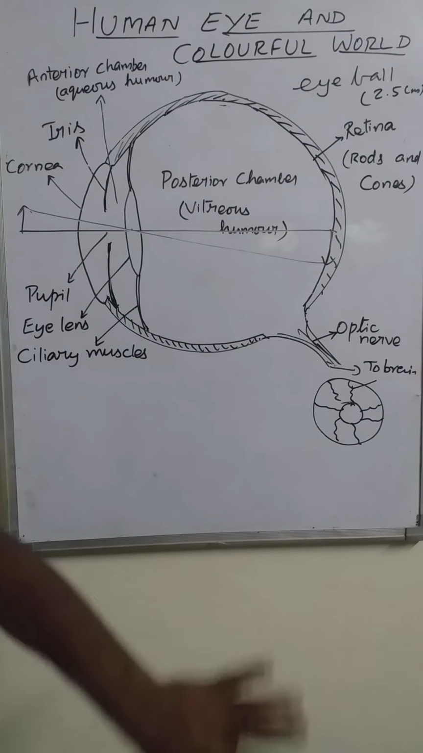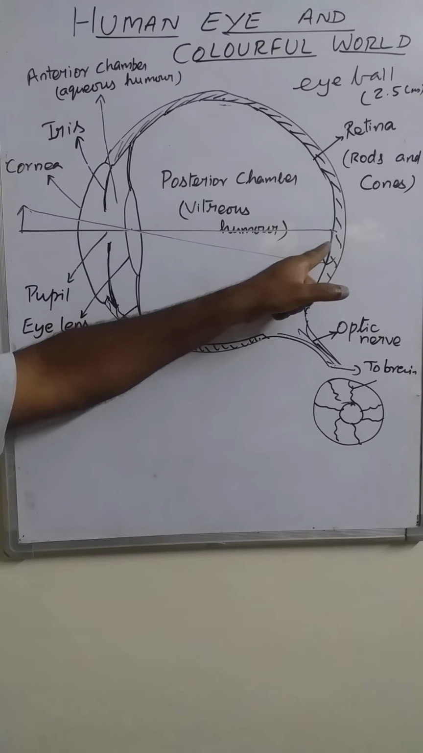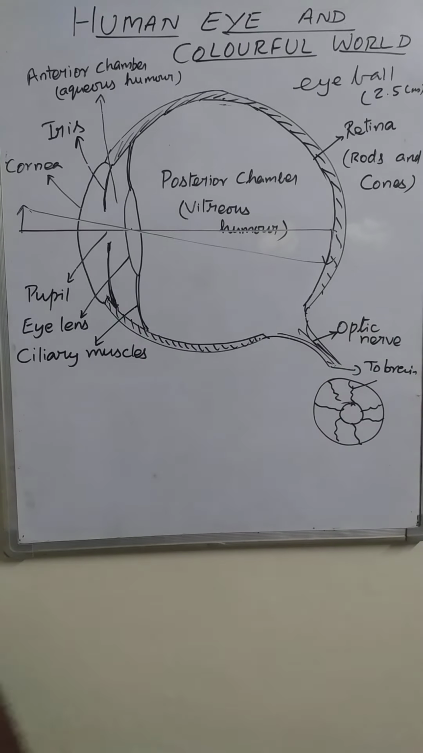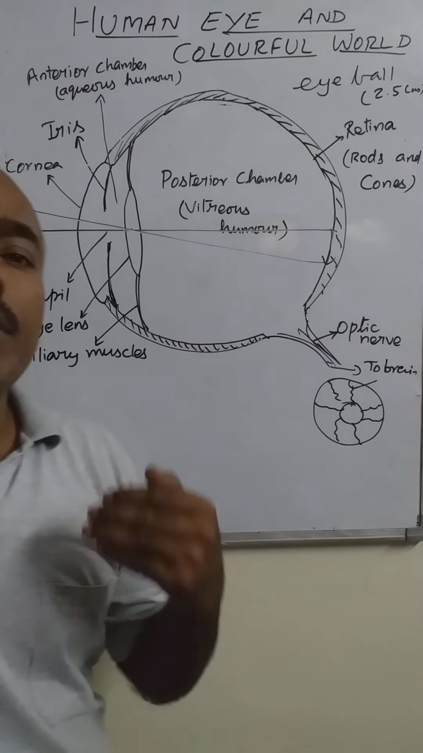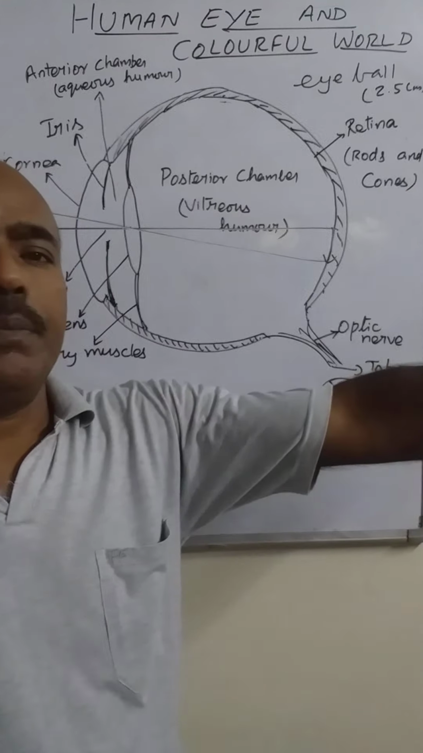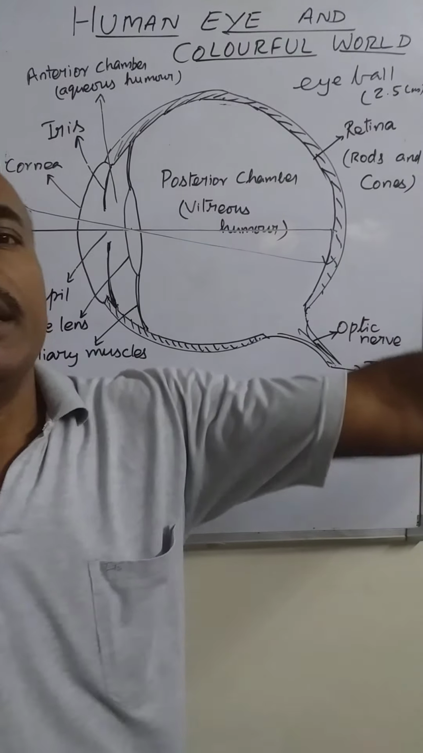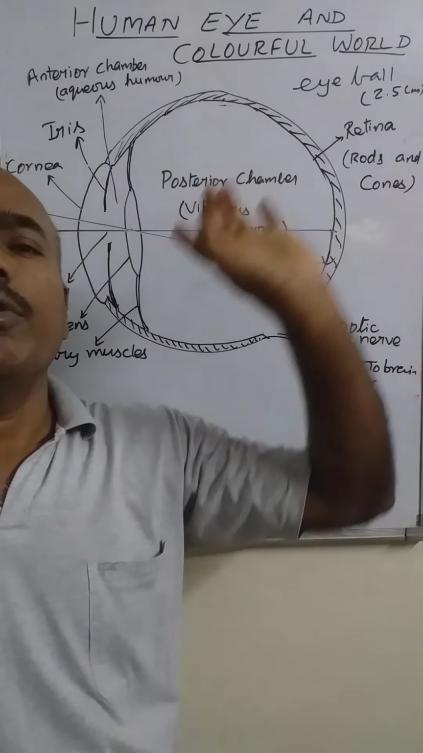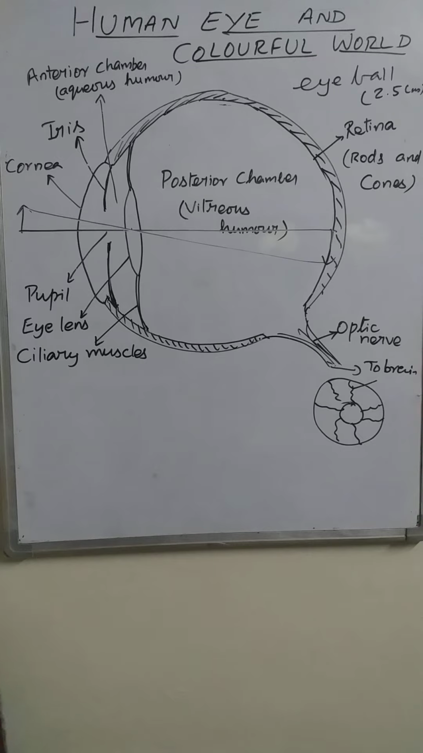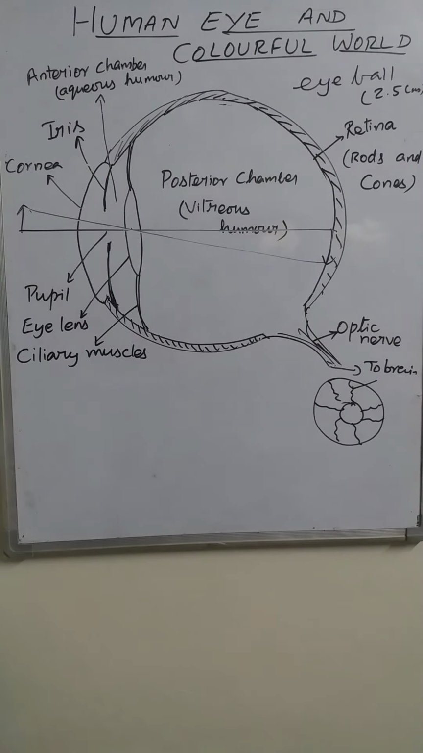So the image is formed on the retina, but where are we seeing it? Suppose you are seeing something in front of you, an object placed in front of you. You see that the image is also in front of you, but actually it is formed on the retina, yet we see that object at the same place.